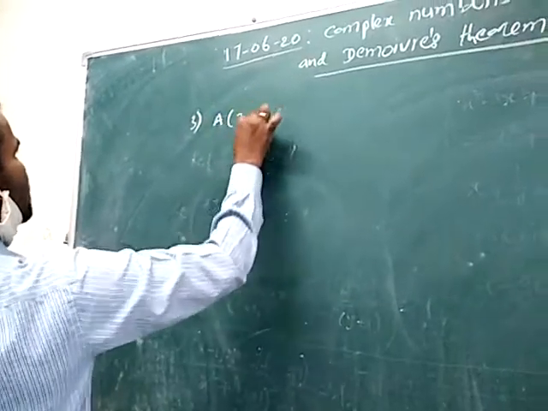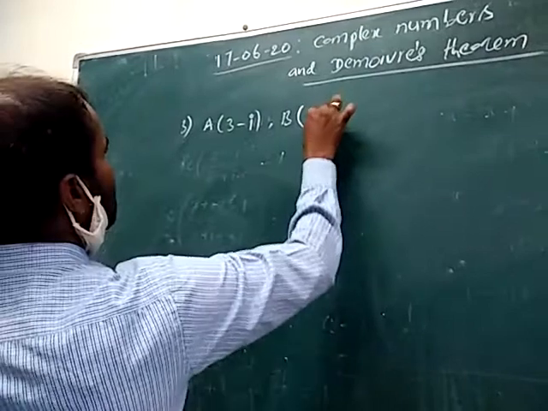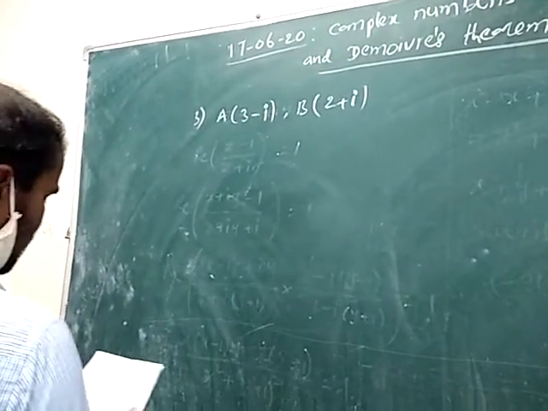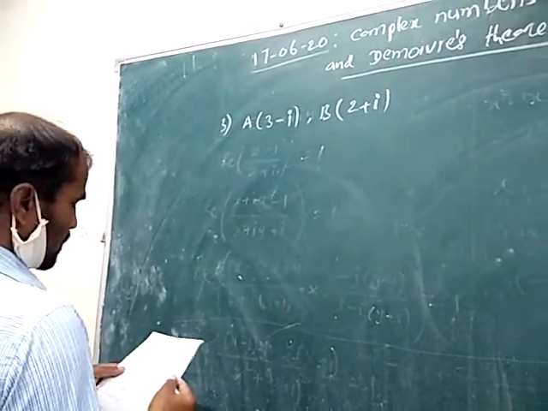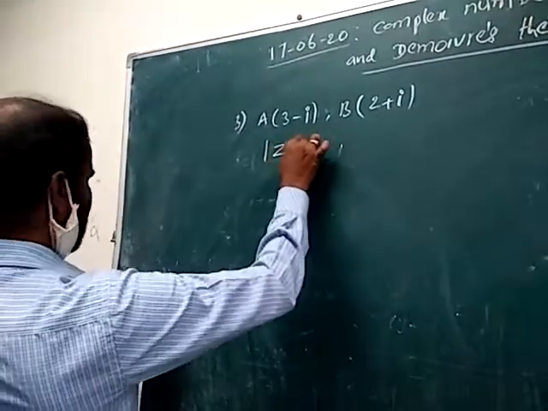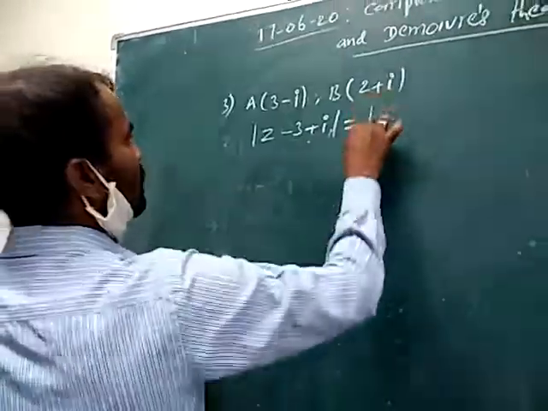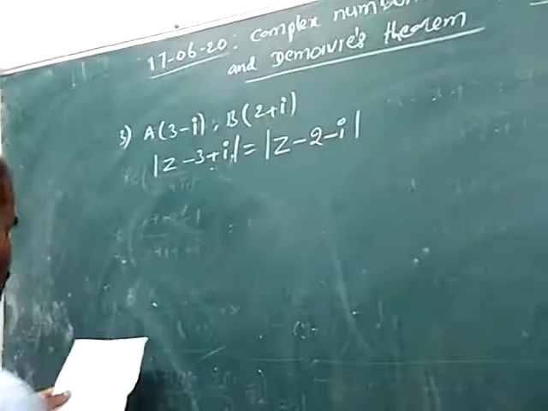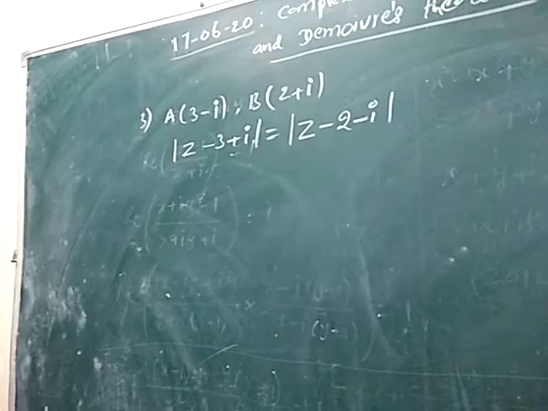Let A (3 minus i) and B (2 plus i) be two points in the orthogonal plane. If the point P represents the complex number z equal to x plus iy, which satisfies the condition modulus of z minus (3 plus i) equal to modulus of z minus (2 minus i), then find the locus of P.